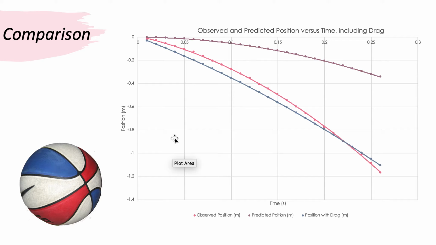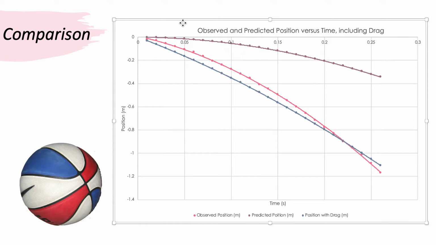And this was my graph. So the observed position is this pink line here. The predicted position, the one based from GlowScript without taking drag into account, is this purple line, and the blue one takes drag into account. As you can see, when you take drag into account, the final positions are far more accurate and the general trajectory is far more accurate compared to simply the predicted position without taking drag.